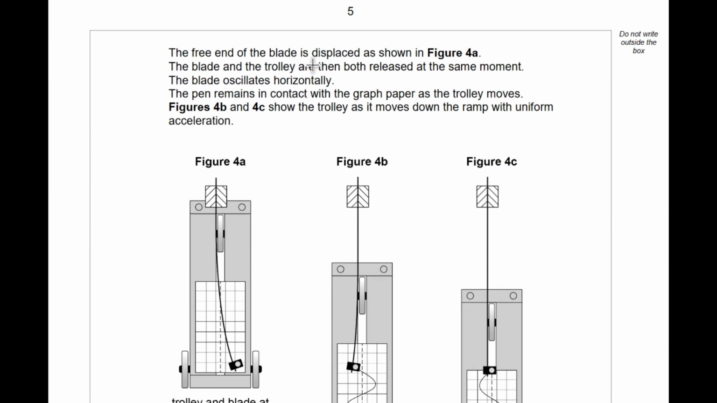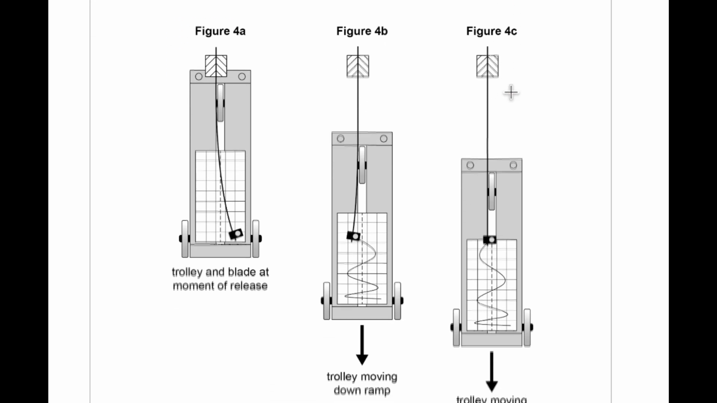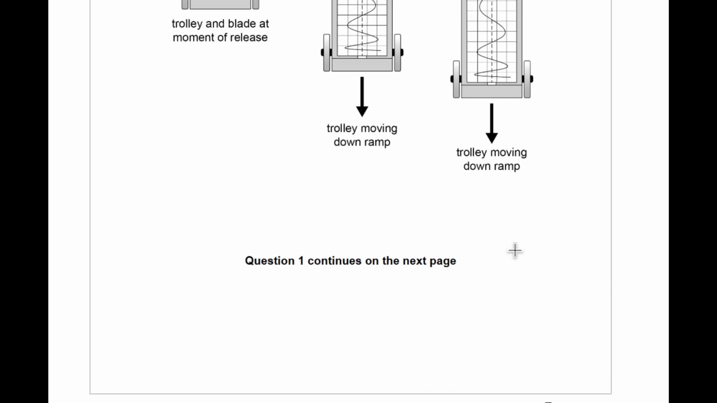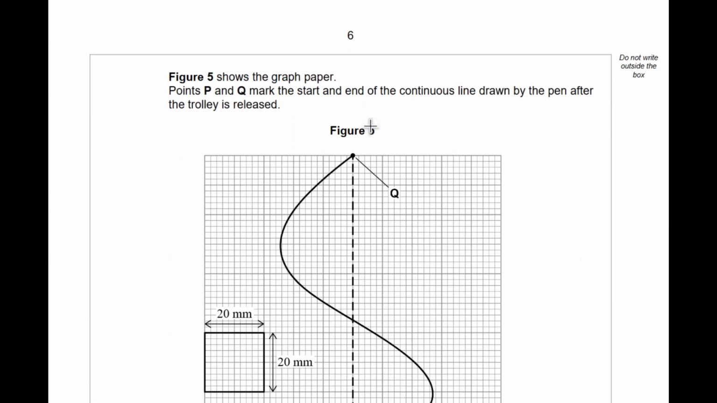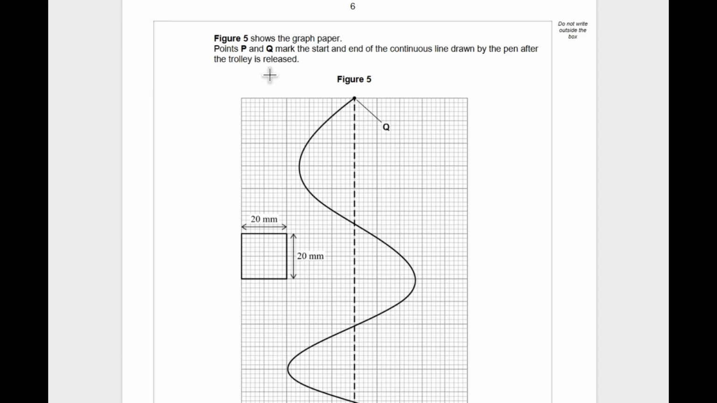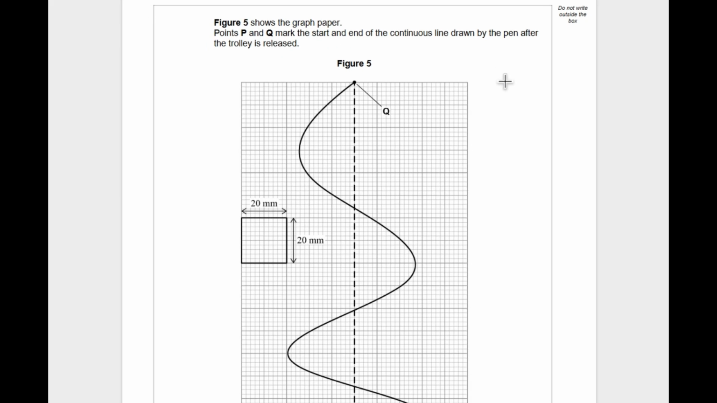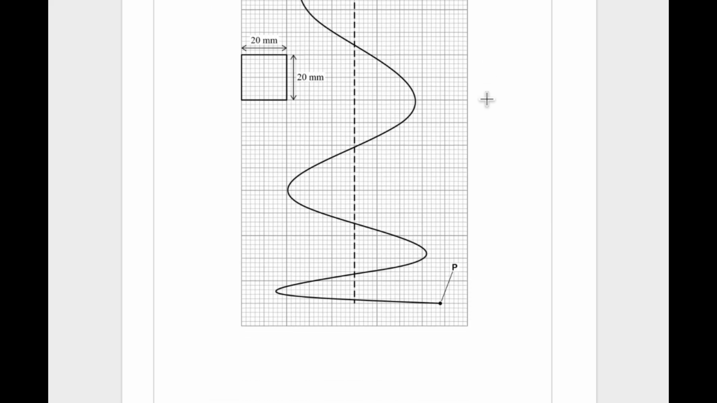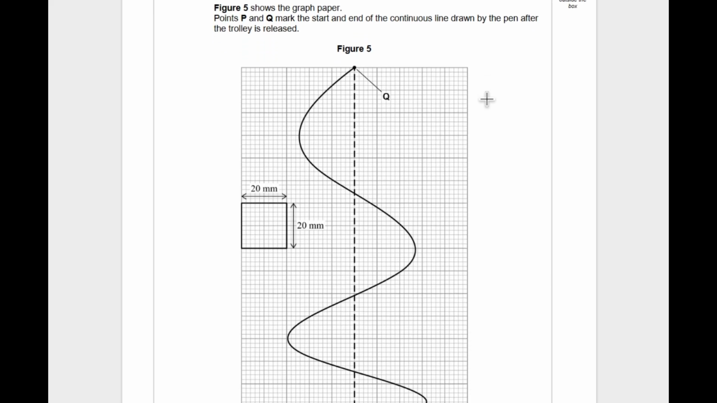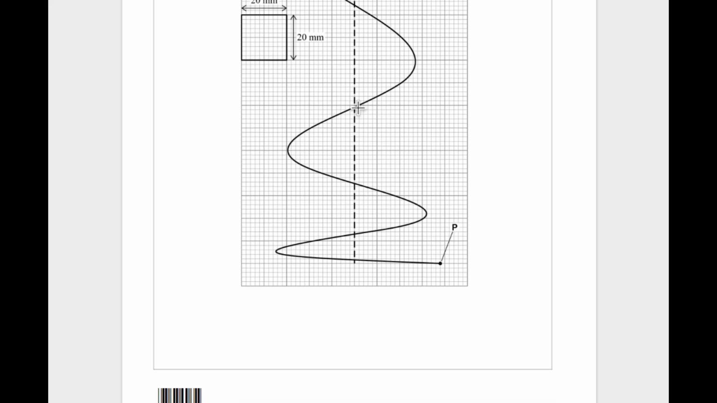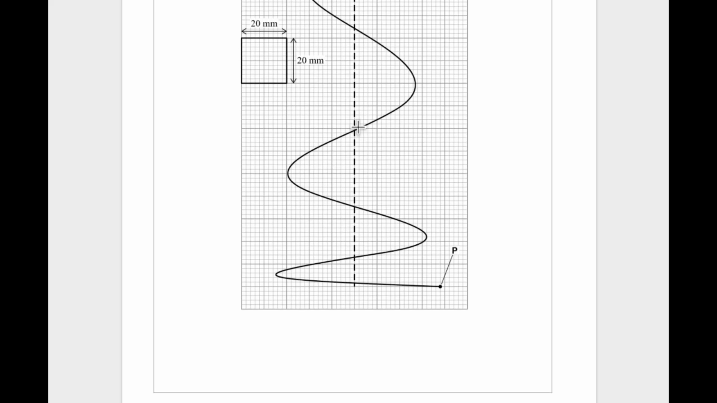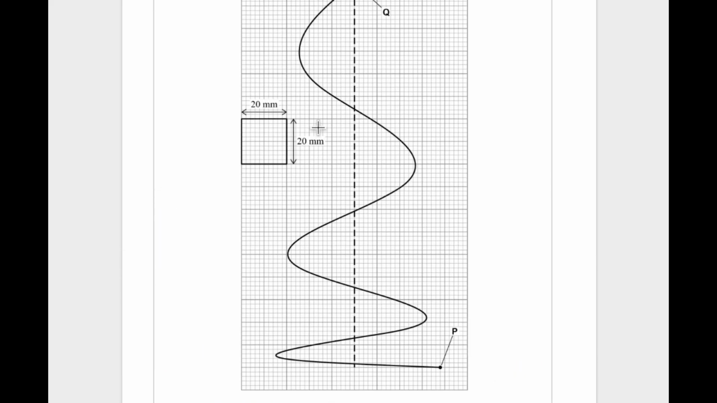The free end of the blade is displaced as shown in figure 4a. The blade and the trolley are then both released at the same time. So you're going to get this squiggly line. Figure 5 shows the graph paper. Points P and Q mark the start and end of the continuous line drawn by the pen after the trolley is released. If it didn't oscillate, this distance here, this dotted line, is the distance it would have travelled in a straight line.